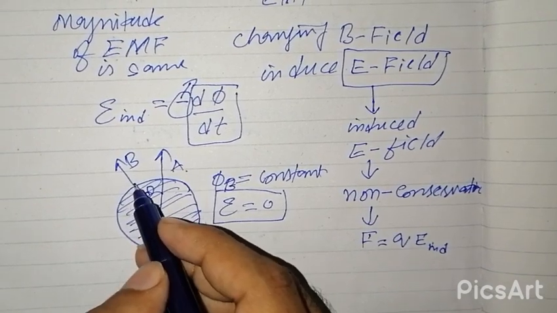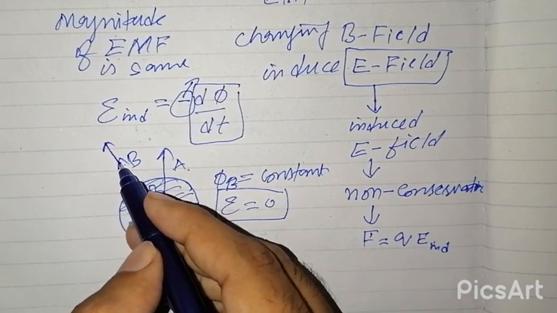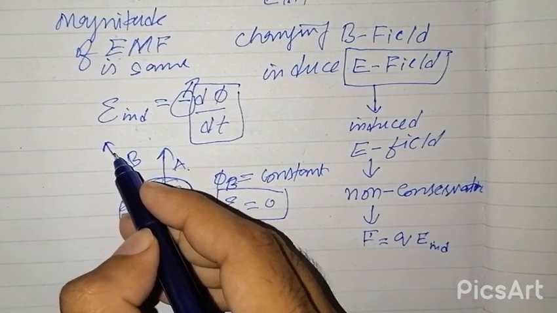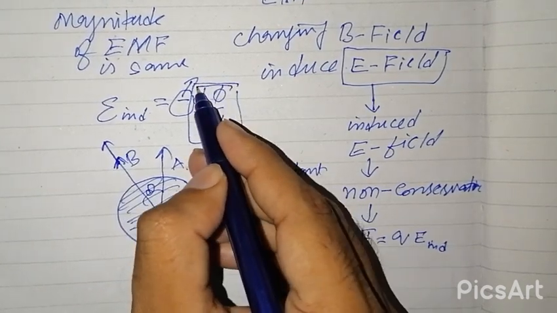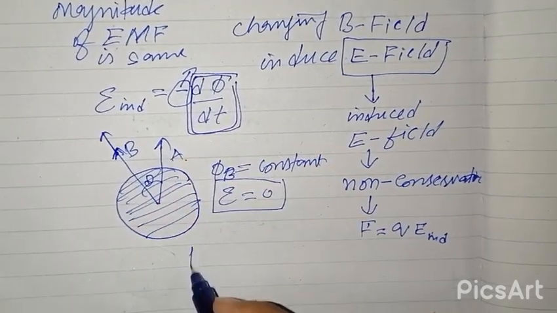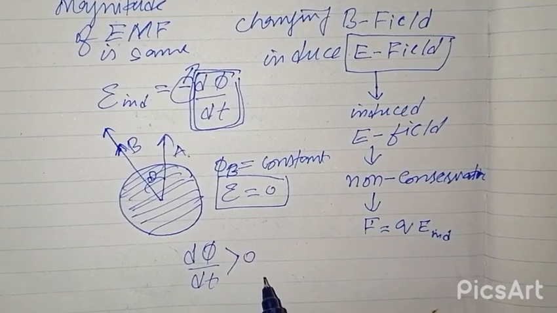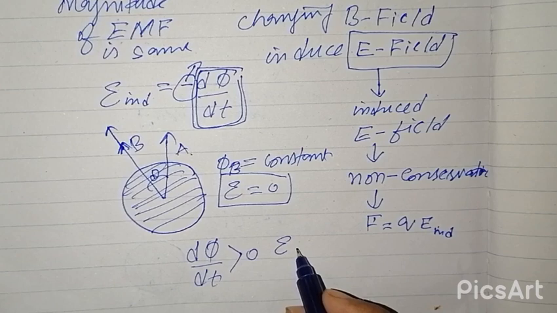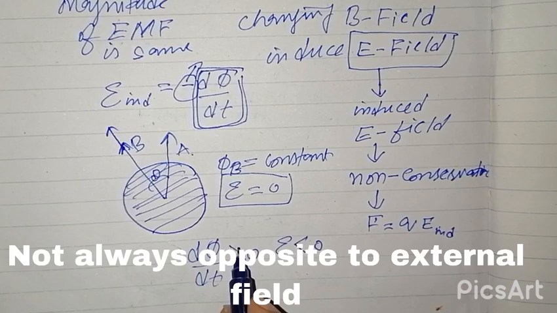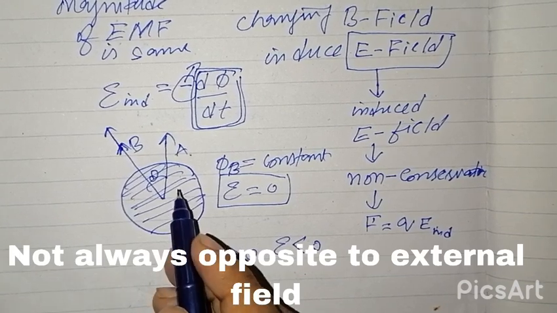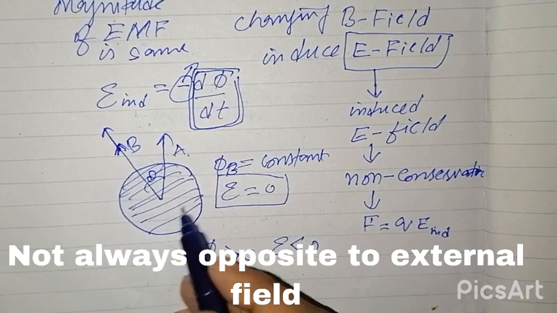But if we increase B with time, for example, its first magnitude was this, now we have increased the magnitude of B. Now this quantity d phi by dt is greater than 0, meaning we are increasing. As a result, EMF will be less than 0. So EMF will be in such a direction that it will oppose this magnetic field that we are changing across this coil.